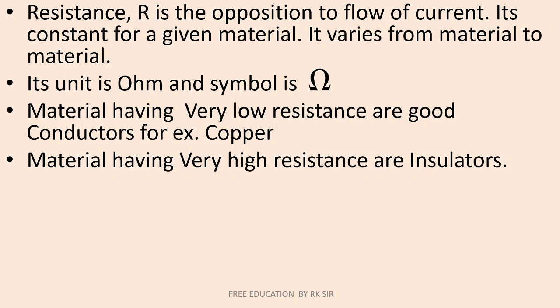You may wonder why aluminum is used in transmission lines and not in our home. Copper is a good conductor of electricity and is widely used in our home. But aluminum is a little bit cheaper, so it is widely used in transmission lines, because a huge amount of wire is required there. Materials having very high resistance are known as insulators. For example, rubber, wood, PVC, etc.